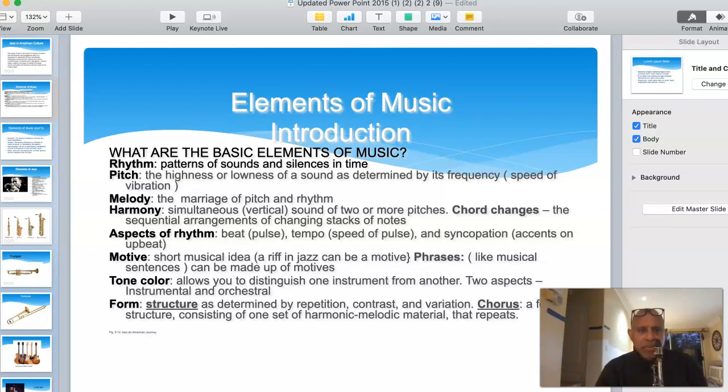And the last one I'm going to look at right now, and we'll return to these in the next lesson, is harmony. So I can't demonstrate harmony on this saxophone because this only plays essentially one note at a time. But harmony is the perception of two or more sounds simultaneously, vertically through time. Right?